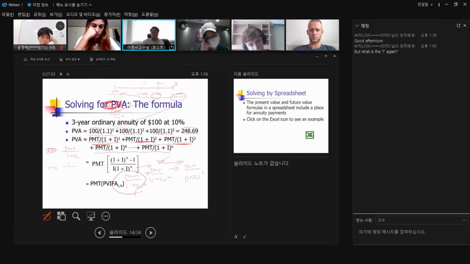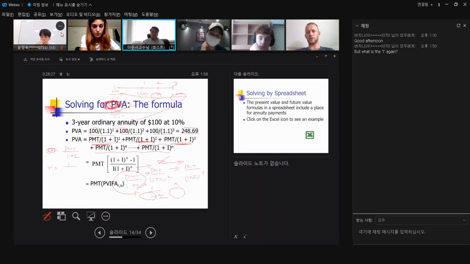Payment divided by 1 plus I times something is going to be payment divided by 1 plus I squared. Payment divided by 1 plus I squared times something is going to be payment divided by 1 plus I to the power of 3. So what is the something? Something is 1 divided by 1 plus I, right?